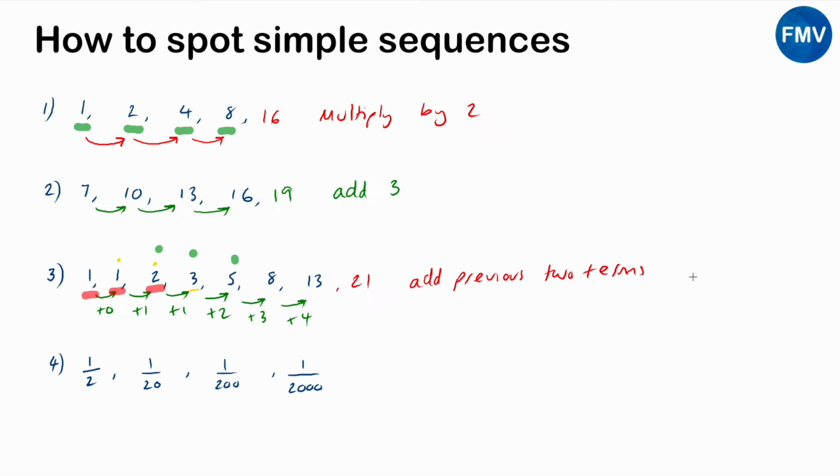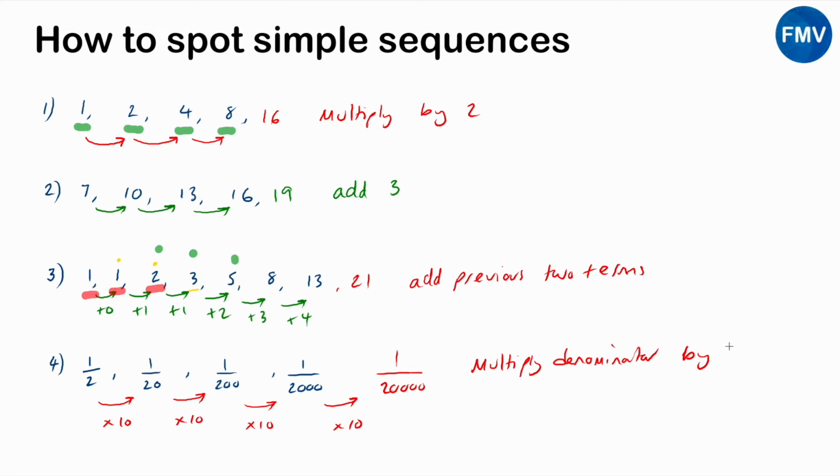This sequence has a special name. It's called the Fibonacci sequence. It's worth searching that. Have a look at where we see the Fibonacci sequence in nature. So number 4, hopefully you can see this is fairly easy to spot. The numerator stays the same. We are multiplying the denominators by 10. So if we take the last one and multiply that by 10, our next term would be 1 over 20,000. So in this case, we multiply denominator by 10.